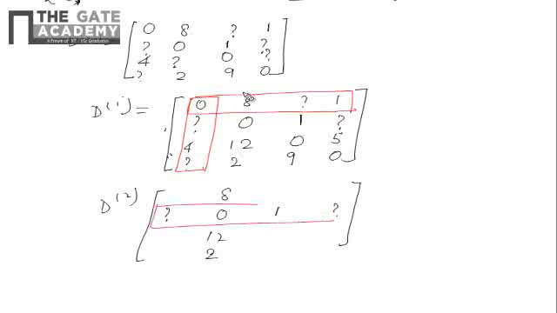Again, mark these values so that you don't have to modify them. The rest will be 0 only, this will be 0, and this will be 0. So these are not going to change.